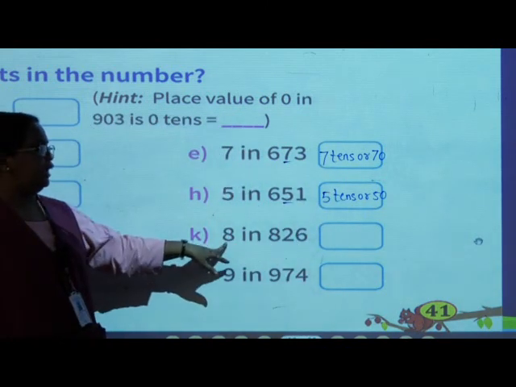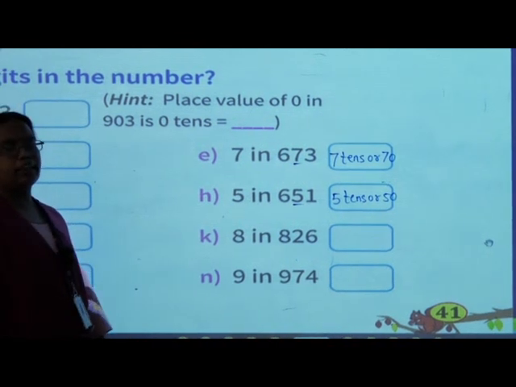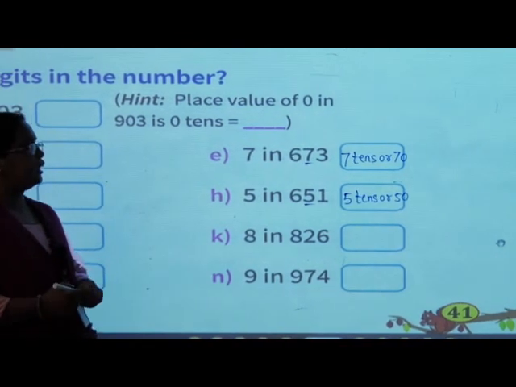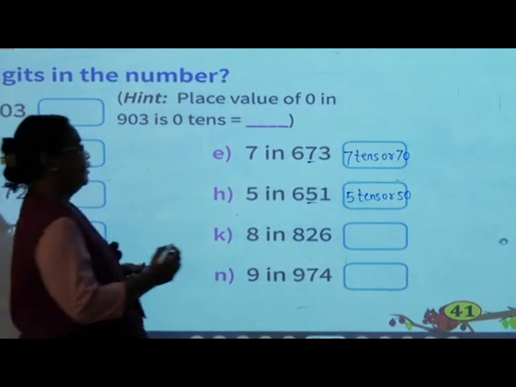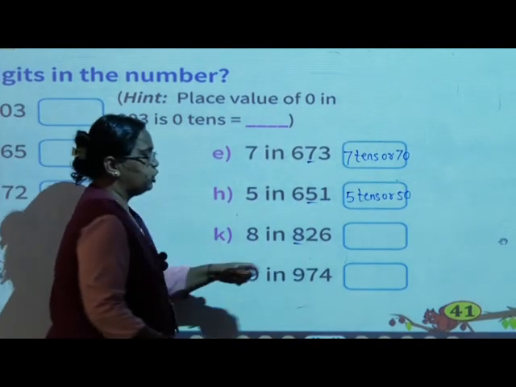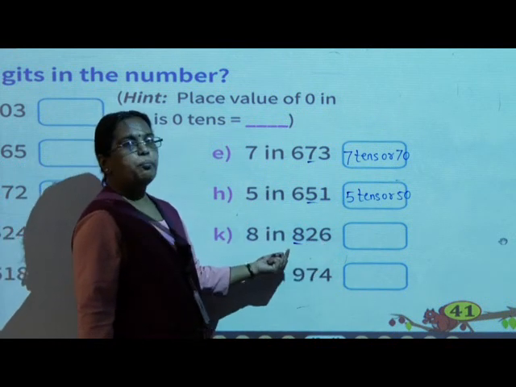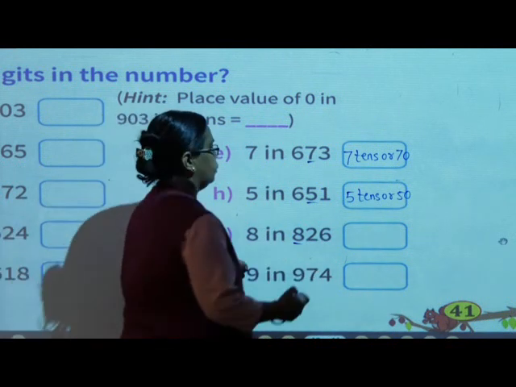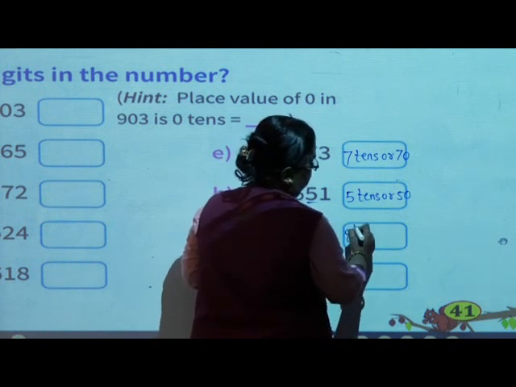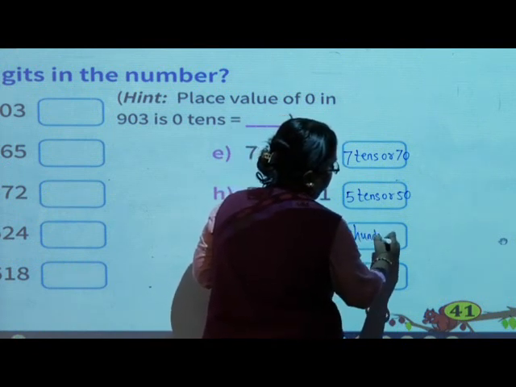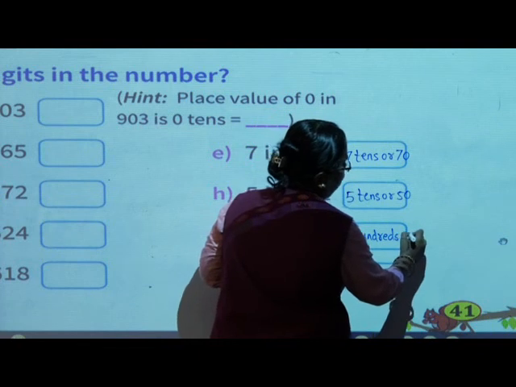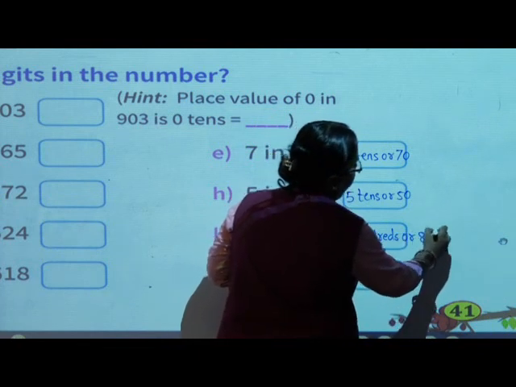Then 8 in 826. Now 8 is in which place? Hundreds place. 8 is in hundreds place, 2 is in tens place and 6 is in ones place. So 8 hundreds or 800.